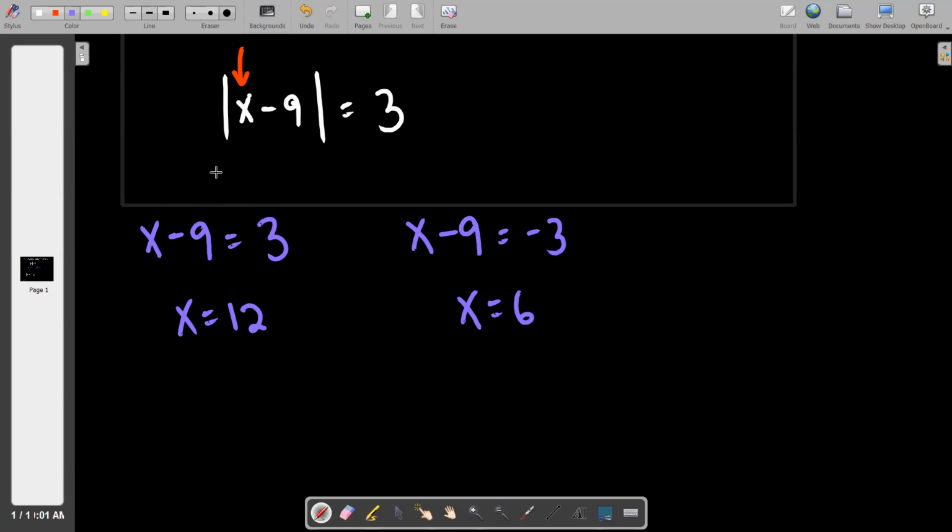So take a look for yourself. Go up to the red arrow and put 12 there. What's 12 minus 9? Mission accomplished. The absolute value of 3 is 3. And then take the 6 and put it up in there. What's 6 minus 9? And the absolute value of -3 is 3.